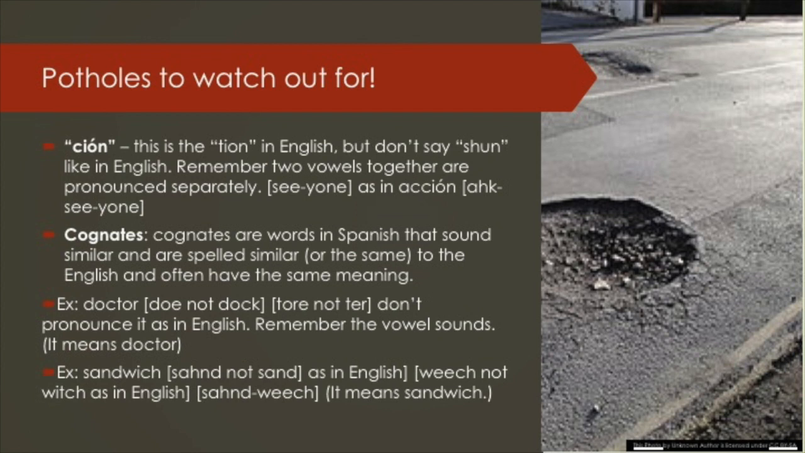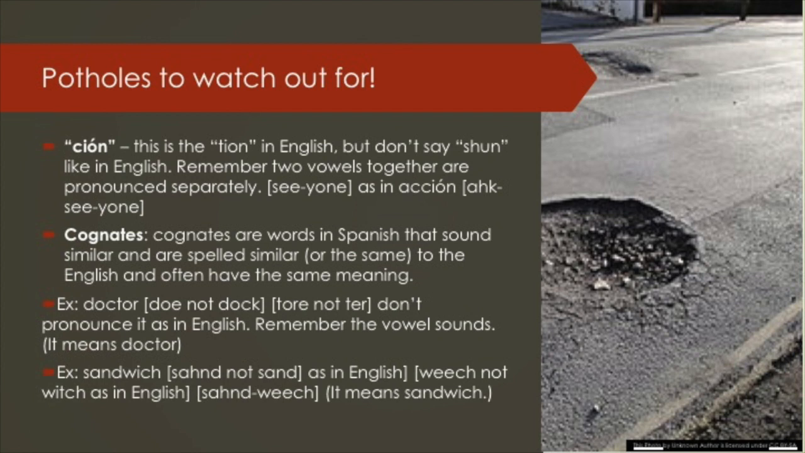There's some potholes that you need to watch out for. So I'm going to tell you about those real quick. Watch this. The first pothole I want you to watch out for is the ending C-I-O-N with an accent mark on the O, ción. This is the shun in English, but you don't say shun like in English. Remember, the two vowels, when they're together in a word, they're pronounced separately, ción, as in the word acción.